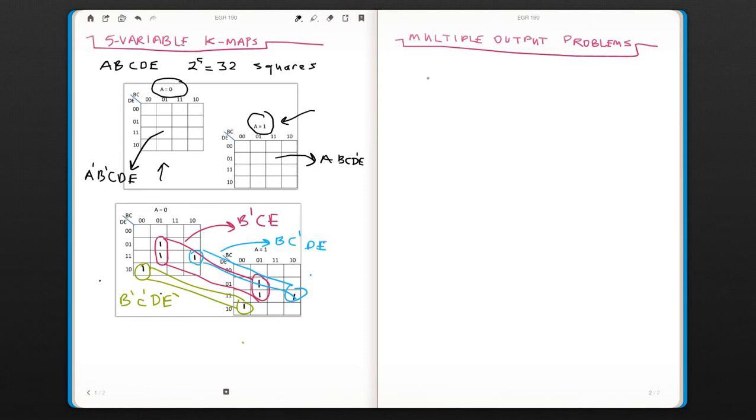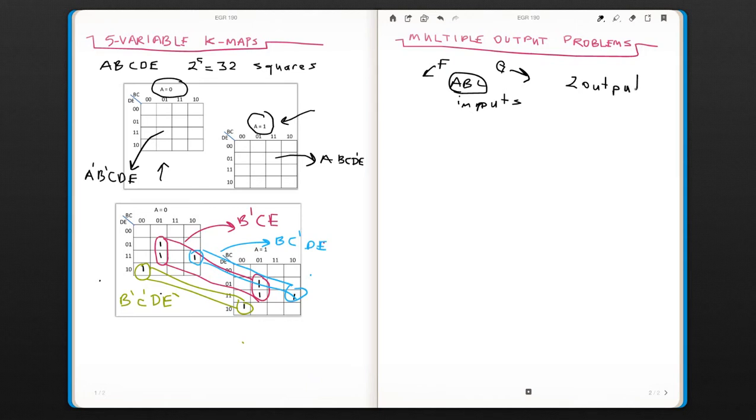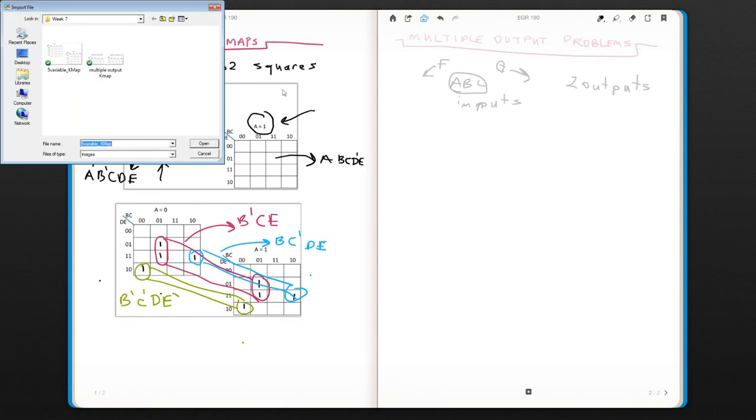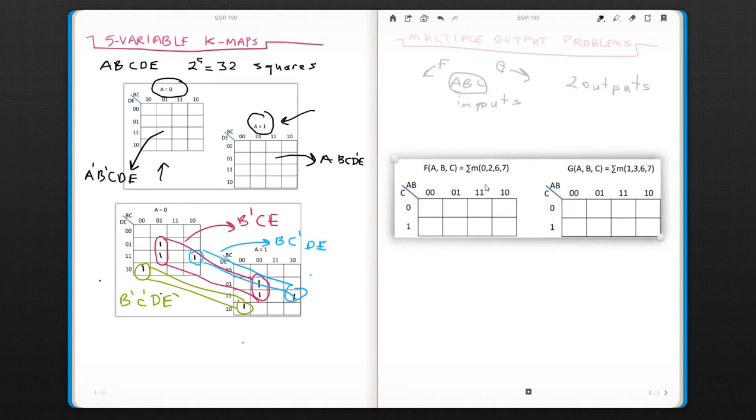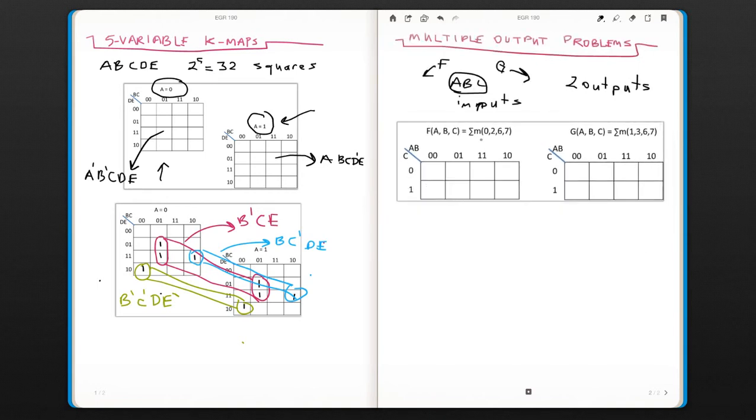But how about you have 2 outputs with the same inputs? So you have A, B, C as your inputs, but you have 2 outputs. Then you will have 2 K-maps. Here is an example. Let's say we have these 2 K-maps, F and G, and we'll see how we will actually implement this.